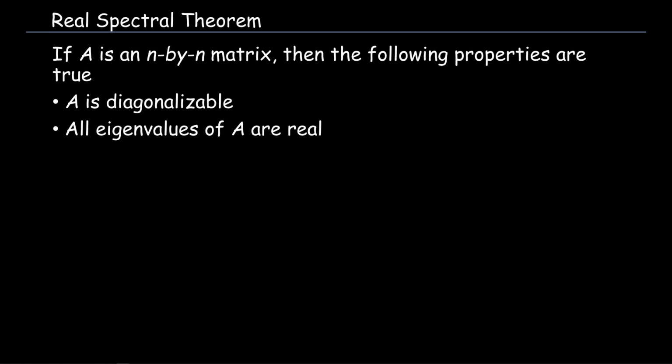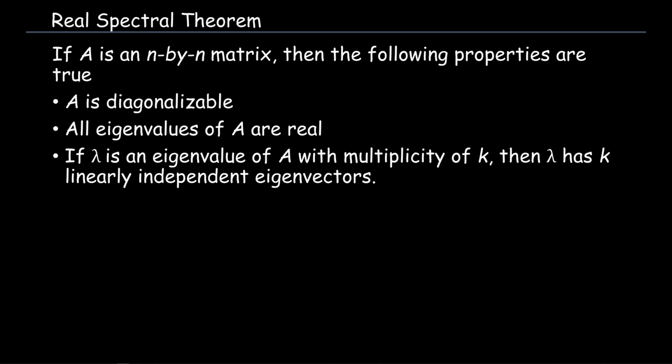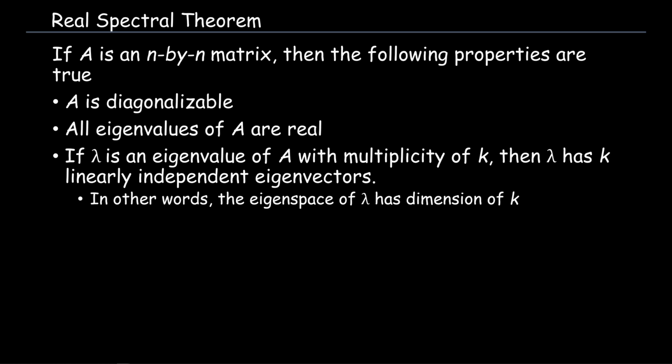The second thing is that all the eigenvalues of A are real. Another property is that if lambda is an eigenvalue of A with a multiplicity of K, then lambda has K linearly independent eigenvectors, or in other words, the eigenspace of lambda has a dimension of K. So if we have a square symmetrical matrix A and an eigenvalue that has a multiplicity of 2, then its eigenspace for that eigenvalue has a dimension of 2. That means it will contain 2 eigenvectors.